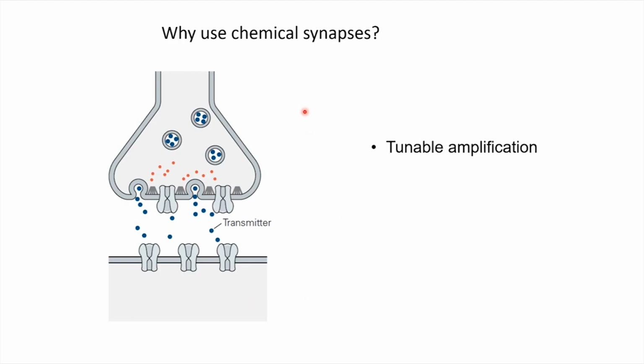The one major reason is that there is an amplification factor in chemical synapses. By that we mean that if there is one action potential in the presynaptic neuron, that can cause release of hundreds of vesicles, each of which can contain thousands of neurotransmitters, and they can activate a large number of receptors on the postsynaptic side. So how much change we see on the postsynaptic side in response to one action potential can depend on all these factors, how many vesicles there were and how many receptors there are. And that provides a tunable amplification factor for this synapse.